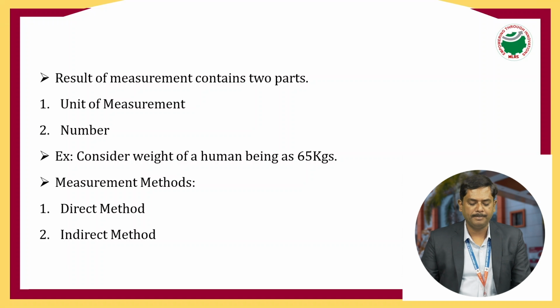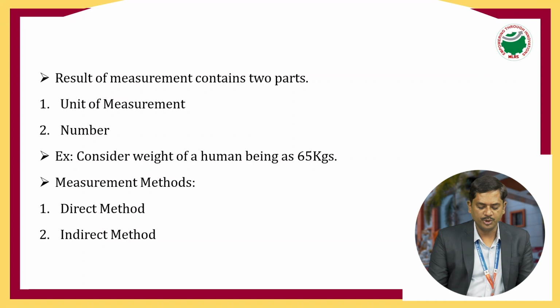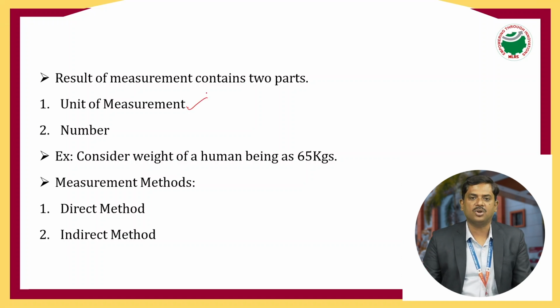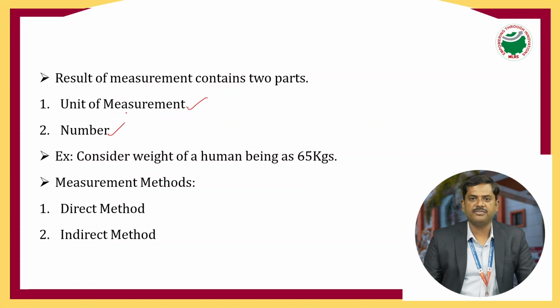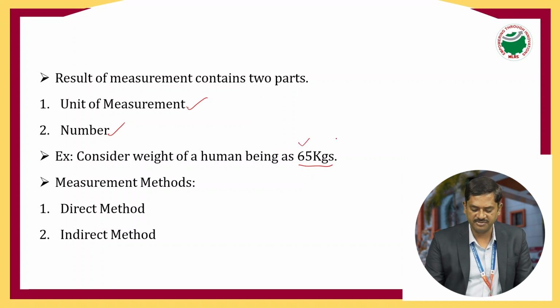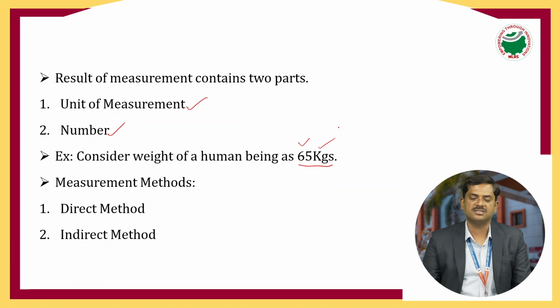Basically the result of a measurement contains two things. One is the unit of the measurement. For example, any solid items we generally measure in kgs, liquid elements we measure in liters, and gas in cubic meters. So a result of any measurement has two components: one is the unit of the measurement, another is the number. For example, if we consider the weight of a human being as 65 kgs, the number is 65 and the unit of measurement is kgs. This is an example of the components of the measurement.